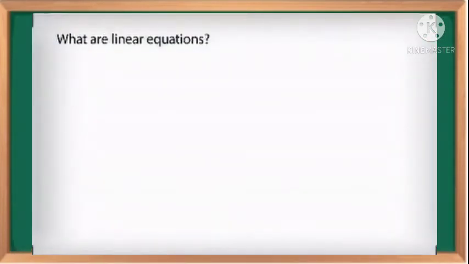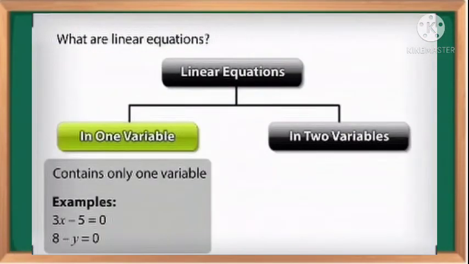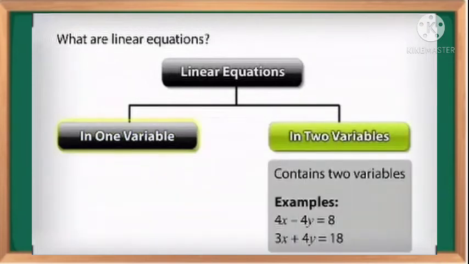What are linear equations? A linear equation in one variable contains a single variable. Here are a few examples of linear equations in one variable: 3x − 5 = 0, 8 − y = 0. A linear equation in two variables contains two variables. Here are a few examples of linear equations in two variables: 4x − 4y = 8, 3x + 4y = 18.